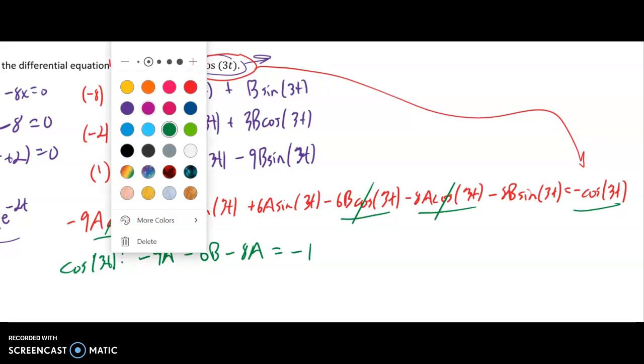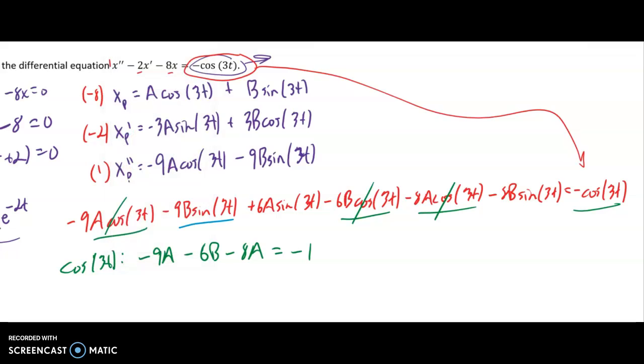The next thing I'm going to do is, let's go blue. So I've got this and this and this. And notice there is no sine term over there. So it's kind of like having 0 sine of 3t. So same thing, I'm going to do it down here. I am going to make a sine of 3t equation. That gives me, all right, minus 9b plus 6a, and then minus 8b is equal to 0.